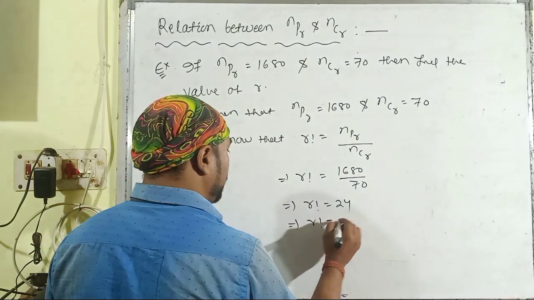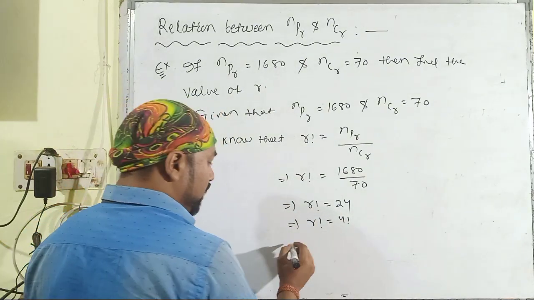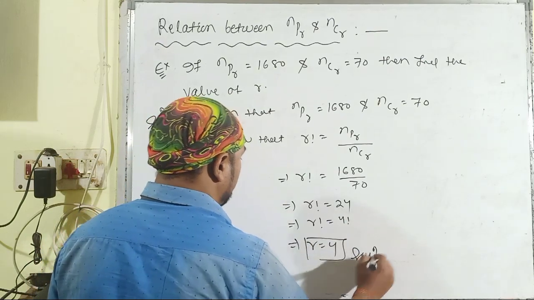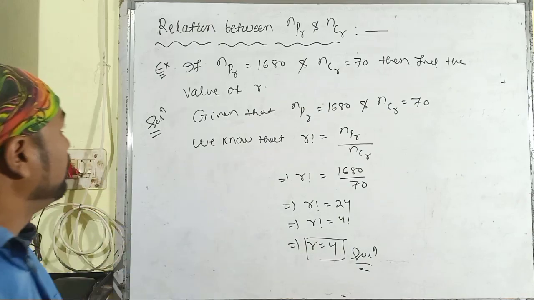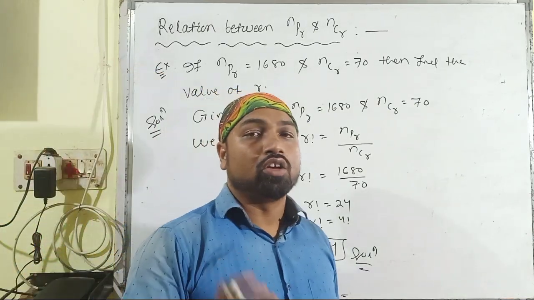But we know that 24 is equal to 4 factorial. That means by equating both sides, we can get r is equal to 4, and here is the solution or final answer for the problem which is based upon the relation between permutation and combination.